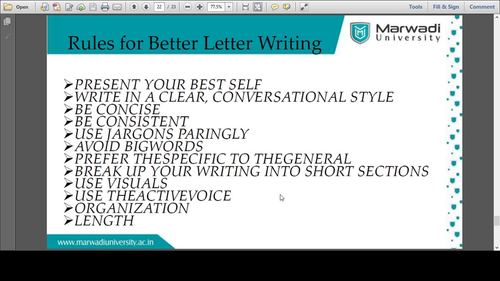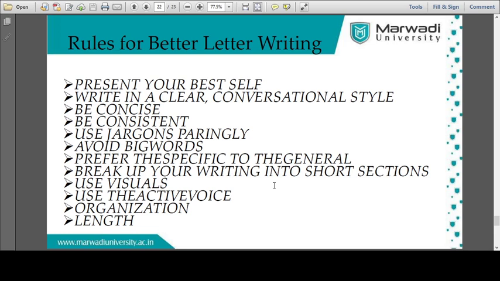Now, whenever you are writing a letter, to make your letter better, the first thing we can do is present your best self. Write in a clear, conversational style. Be concise. Be consistent. Use jargon sparingly. Avoid big words. Prefer the specific to the general.